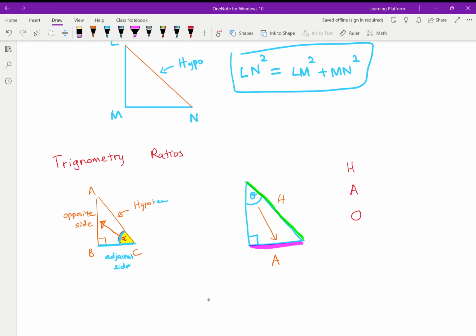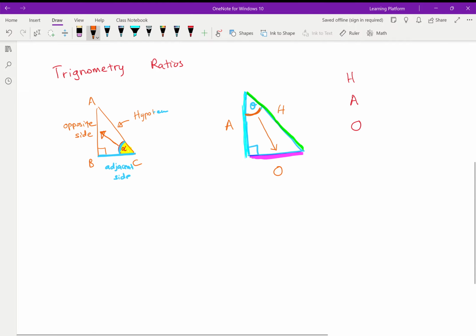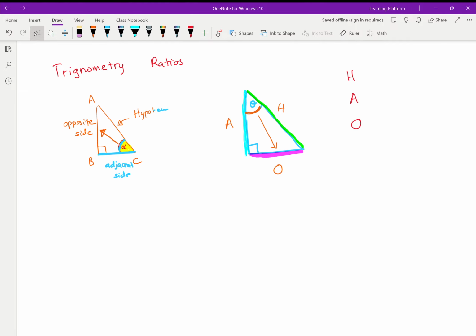Sorry, opposite side. Then which I am coloring in blue color. It is the side which you have this angle. So we call it the adjacent side. Now you know how to identify hypotenuse, opposite side and adjacent side. Now we'll move on to the ratios.